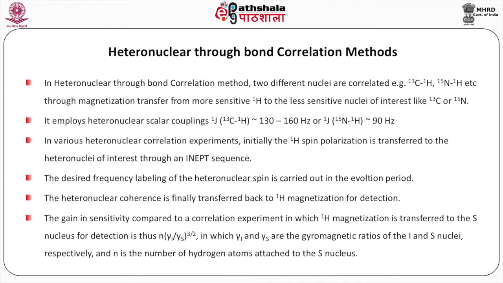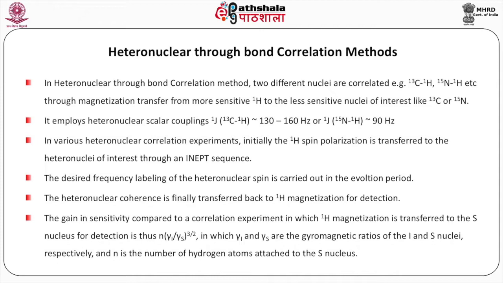about 90 Hertz. In various heteronuclear correlation experiments, initially the proton spin polarization is transferred to the heteronuclei of interest through an INEPT sequence. The desired labeling of the heteronuclear spin is carried out in the evolution period. The heteronuclear coherence is finally transferred back to proton magnetization for detection.